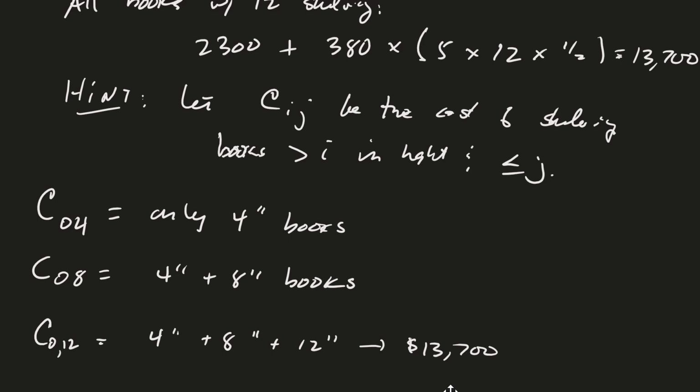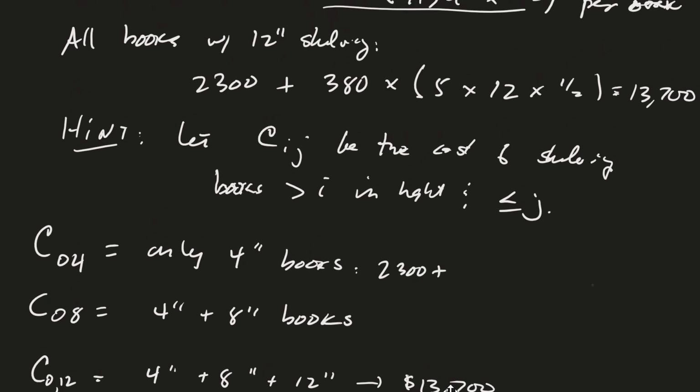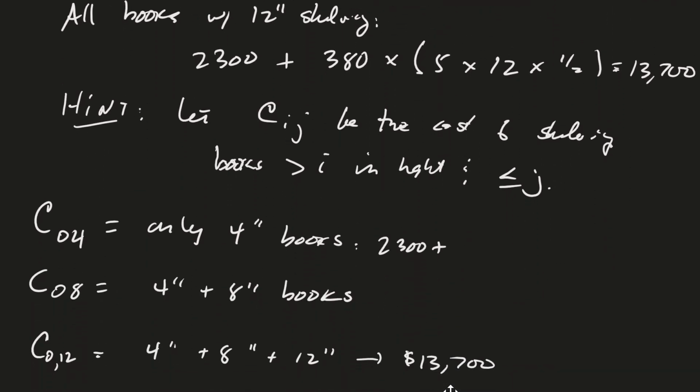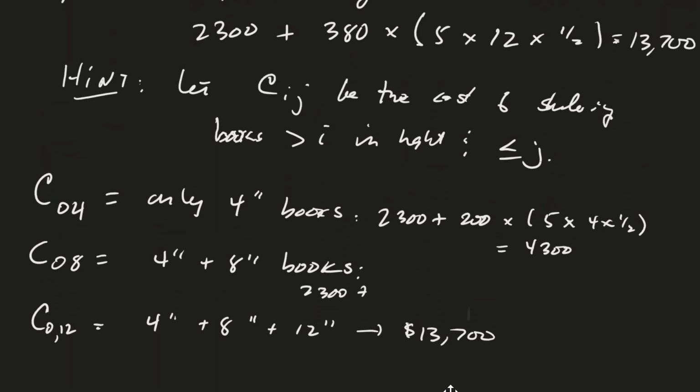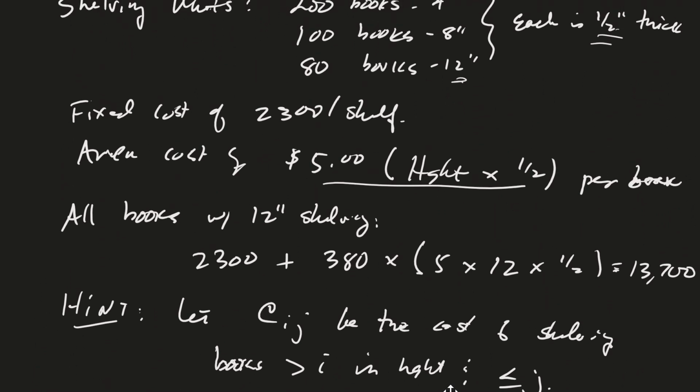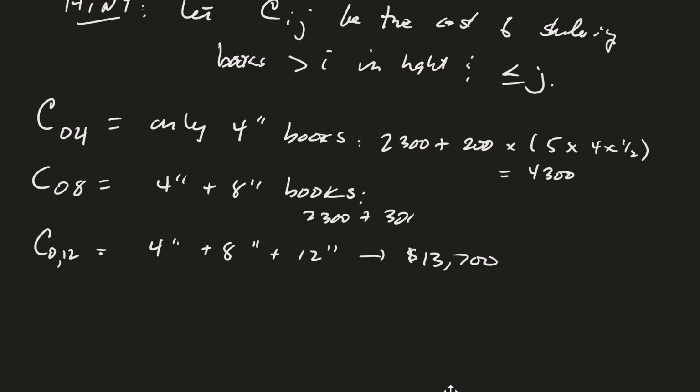For the 4-inch books, we're going to have our 2,300 plus, how many 4-inch books do we have? We have 200 of them. So that's going to be 200 times, then our 5 times 4 times 1/2. Good. So that's going to end up being 4,300. Okay, so 4-inch plus 8-inch books. By the way, when we talk about 4-inch and 8-inch books, these are using 8-inch shelving. So it's going to be 2,300 plus, and then we're going to have both 4-inch and 8-inch books, that's 300 books. Okay, 300 times 5 times 8 times 1/2. If you compute that, that turns out to be 8,300.